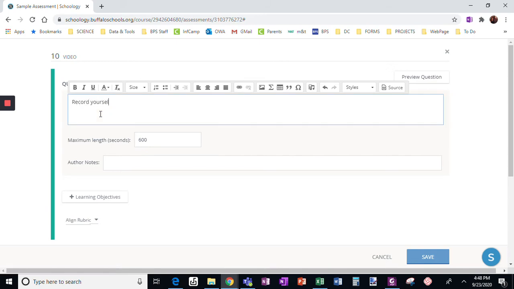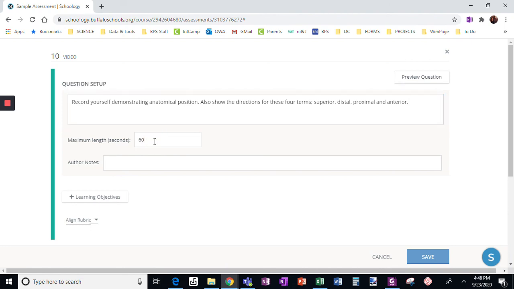Record yourself demonstrating anatomical position. Also, show the directions for these 4 terms: superior, distal, proximal, and anterior. Okay, again, this should be 60 seconds.